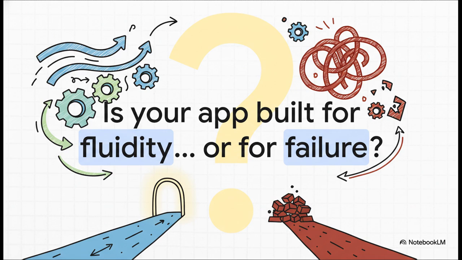And so that leaves us with one final, pretty important question you should be asking yourself. When you look at your own apps, at your own code, is your architecture built for fluidity from the very beginning? Or is it setting you up for a constant battle with jank, ANRs, and ultimately, failure? The choice really is yours.